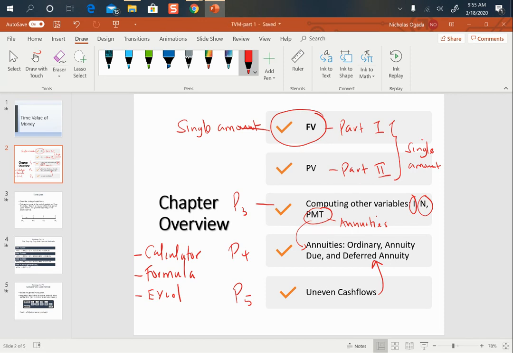And again, the best way to approach the chapter, I'm going to touch on all of them, specifically on how to use the calculator and how to use Excel. I will try to explain where the formula comes into play, but I will not focus more on the formula because it becomes a tedious process when it comes to dealing with some of these issues that deal with time value of money.